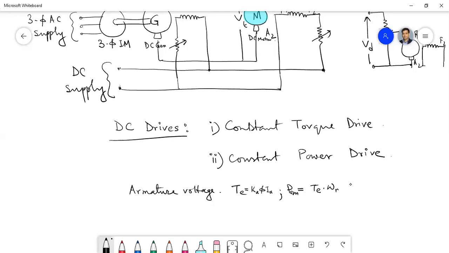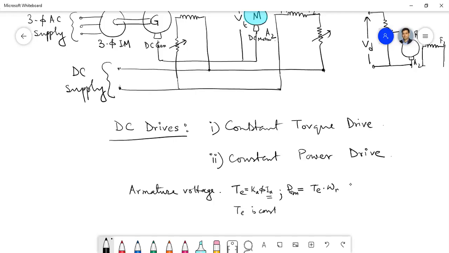Armature current doesn't vary, isn't it? Yes, sir. For armature voltage control, armature current doesn't vary, but for field control, the armature current varies slightly. I proved that in the last class. But the armature current doesn't vary in case of armature voltage control, which we have also seen in the last few classes. So flux is constant, armature current is constant, therefore torque is constant.